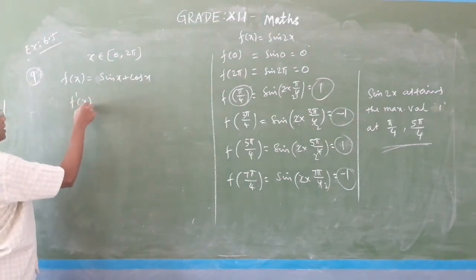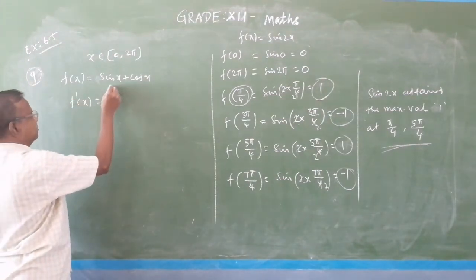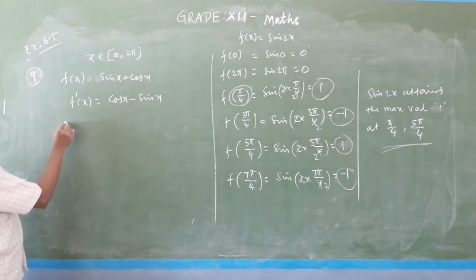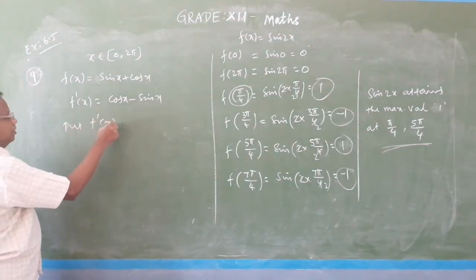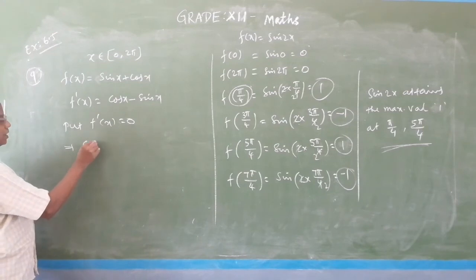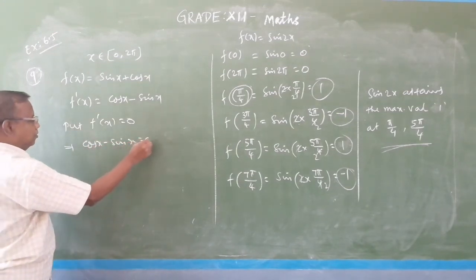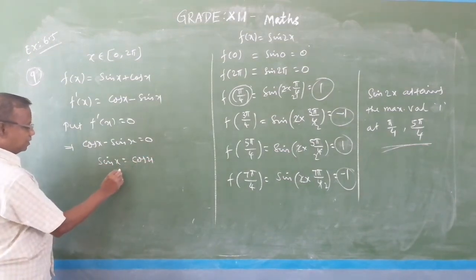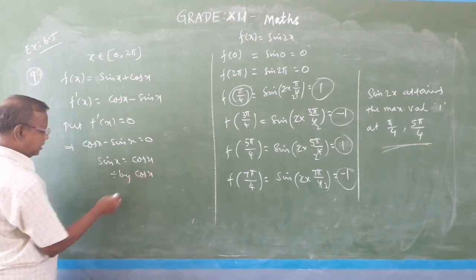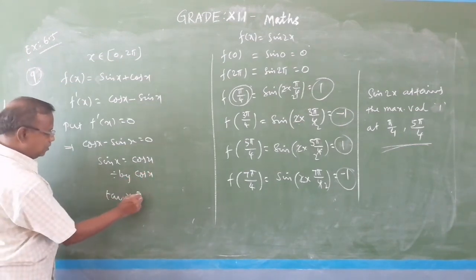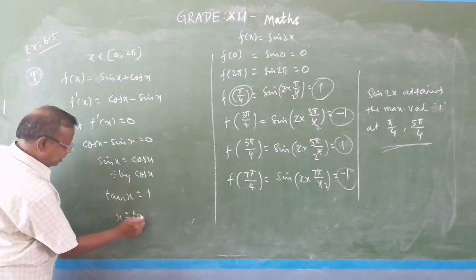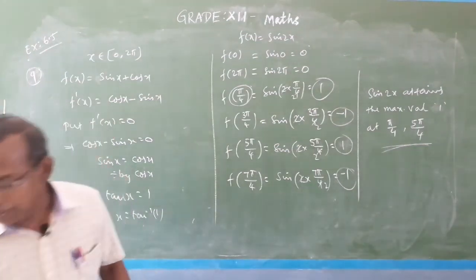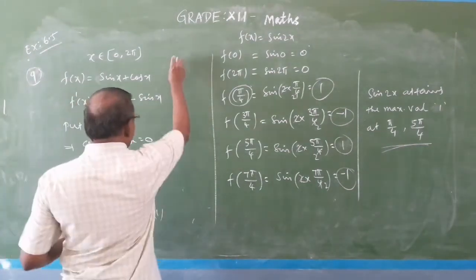Differentiating once, f dash of x equal to cos x minus sin x, since sin x becomes cos x and cos x becomes minus sin x. To find the critical numbers, put f dash of x equal to 0. So cos x minus sin x equal to 0, or sin x equal to cos x. Dividing by cos x on either side, we have tan x equal to 1. So x equal to tan inverse of 1, which is a positive value, and positive values occur only in the first and third quadrants.